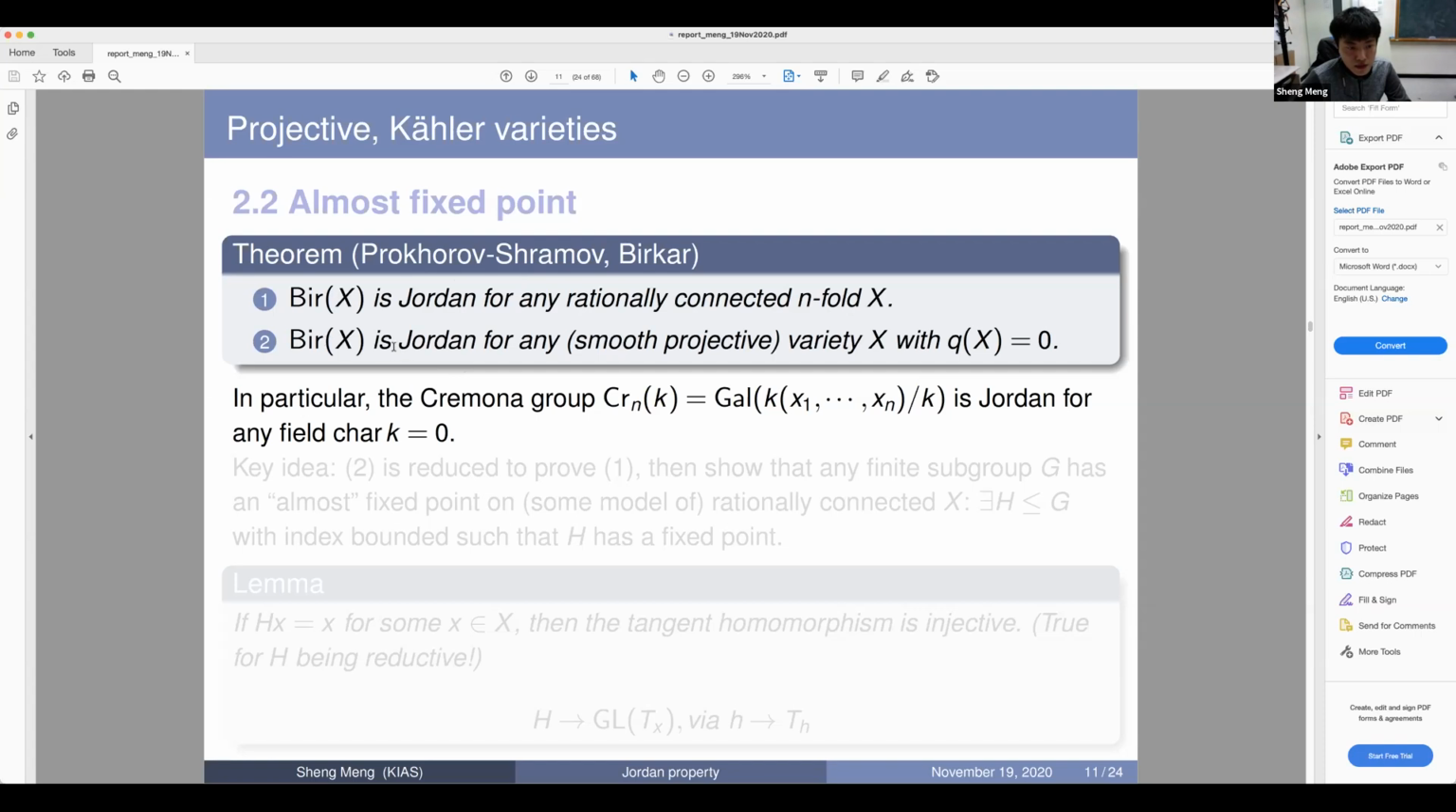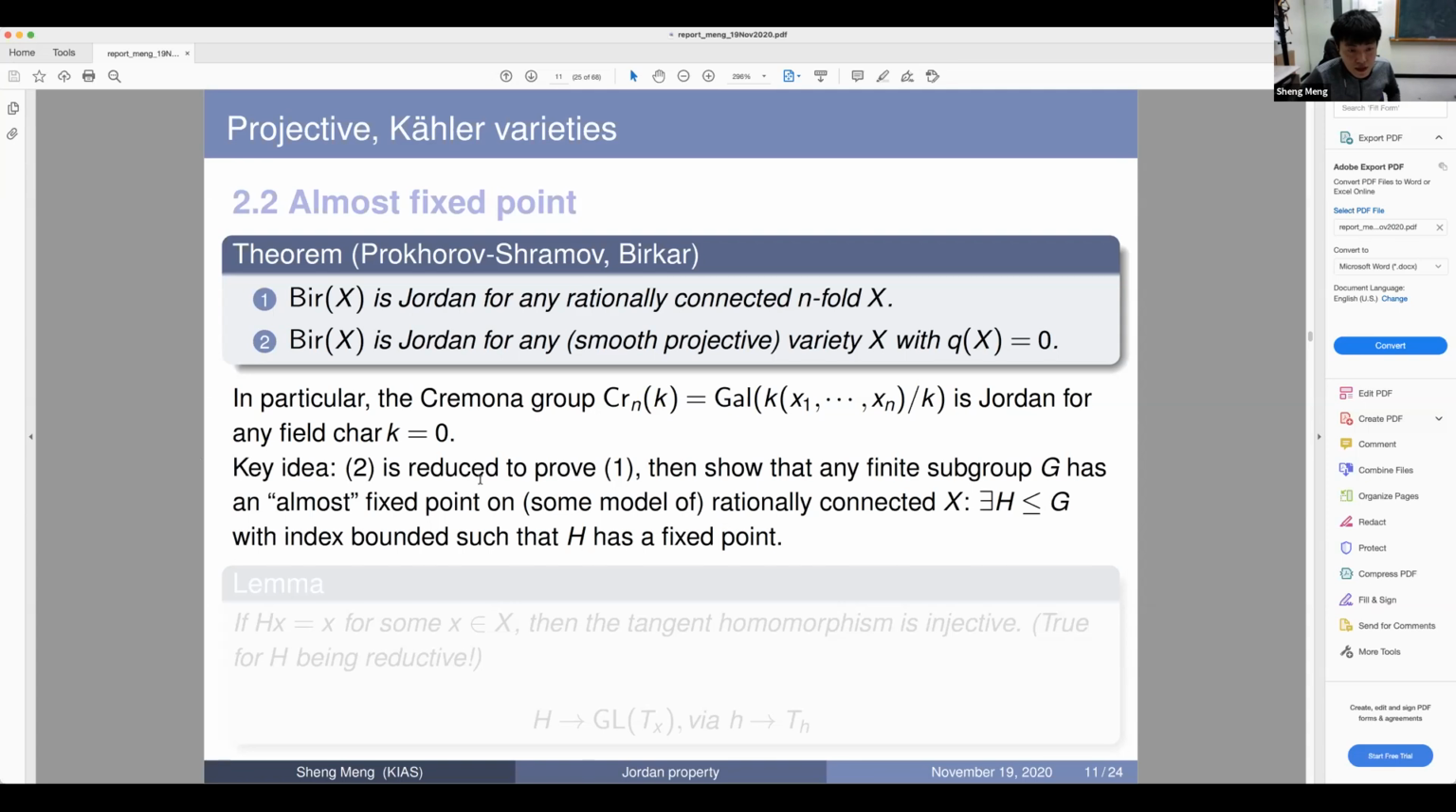And even further, the Jordan property for the birational automorphism group of any variety with irregularity equal to 0. In particular, the Cremona group is Jordan. I will only talk about the almost fixed point technique, which will be used later.